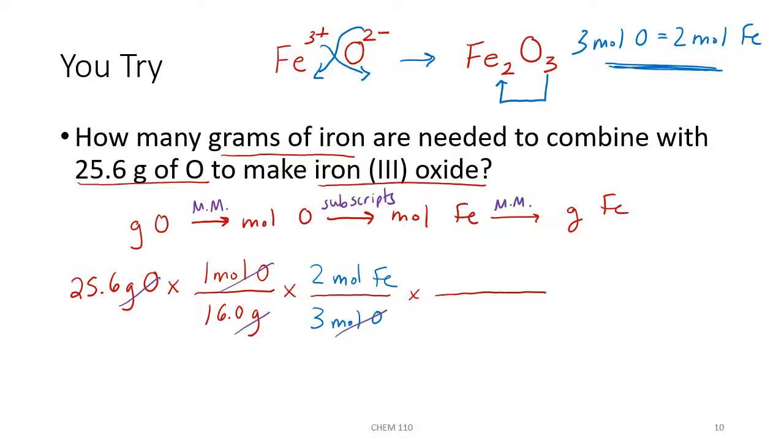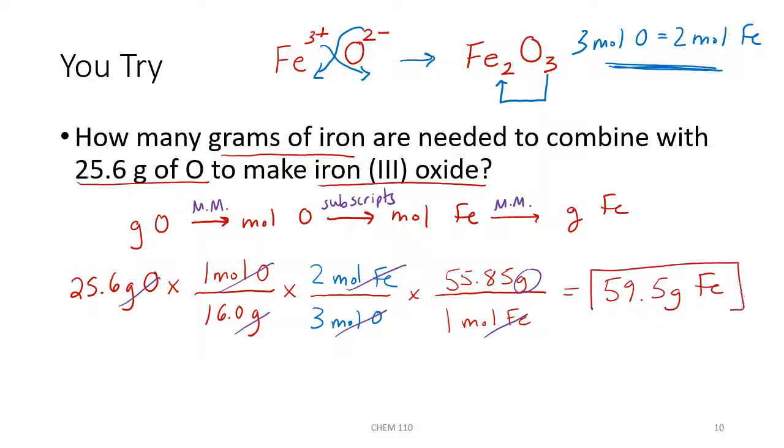If we look at the periodic table, the molar mass of iron, 1 mole of iron is going to be 55.85 grams of iron. Our moles of iron will cancel, and we'll be left in units of grams, which is what we were after. When we calculate this, we should get approximately 59.5 grams of the iron that would be needed to combine with that mass of oxygen to form iron 3 oxide.